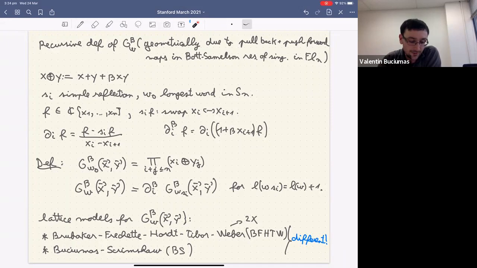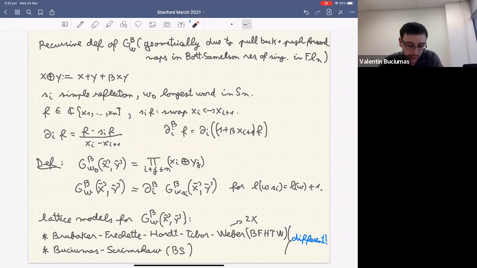And then we can define some divided difference operators. So first we define delta i in this form. So it will be just f minus s_i of f over x_i minus x_{i+1}. And then we can define the beta divided difference operators, which will be delta i applied to f times a normalizing factor, which is just 1 plus beta x_{i+1}.